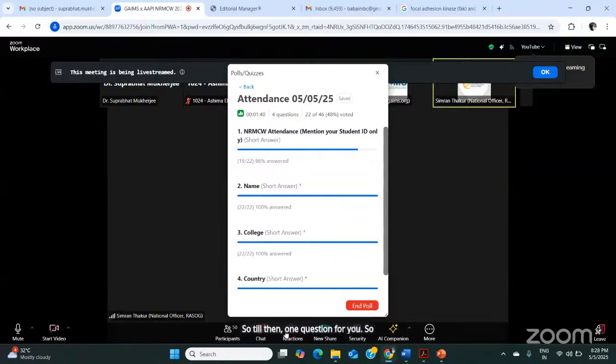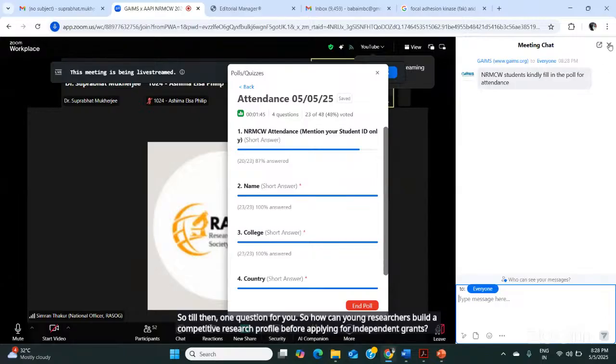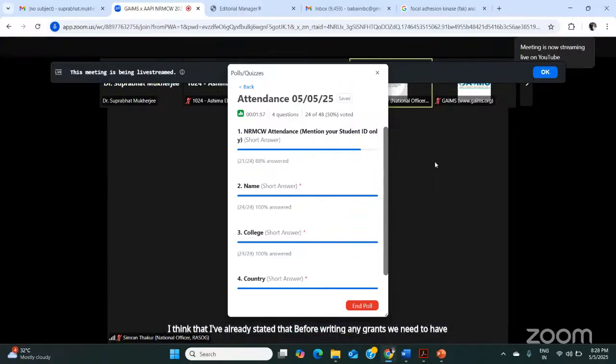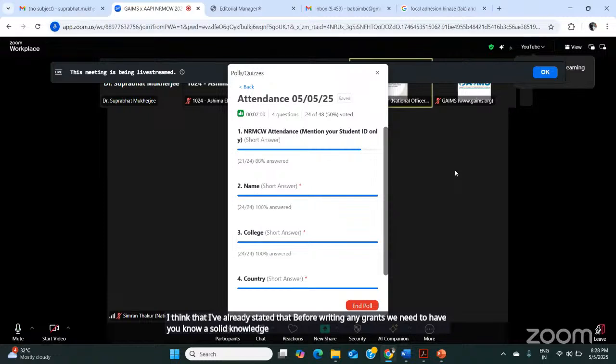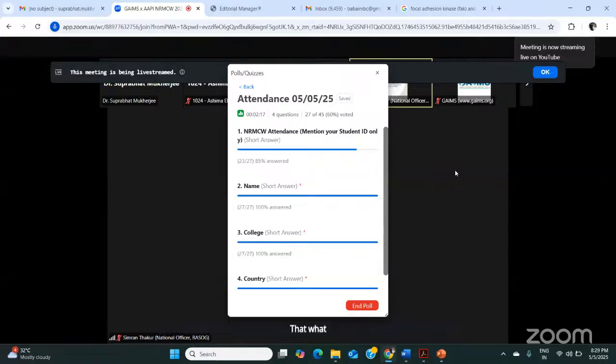So, how can young researchers build a competitive research profile before applying for independent grants? I think I have already stated before that before writing any grants, we need to have a solid knowledge of the domain and the lacuna that can be addressed by doing research. So before writing a grant, we need to have a clear idea of what the topics are and what my interest is. That has to be clear.